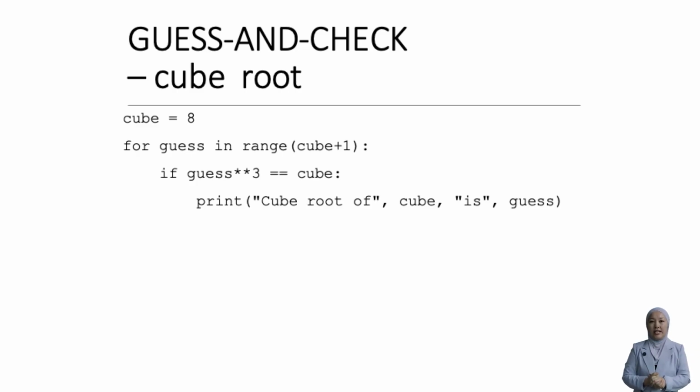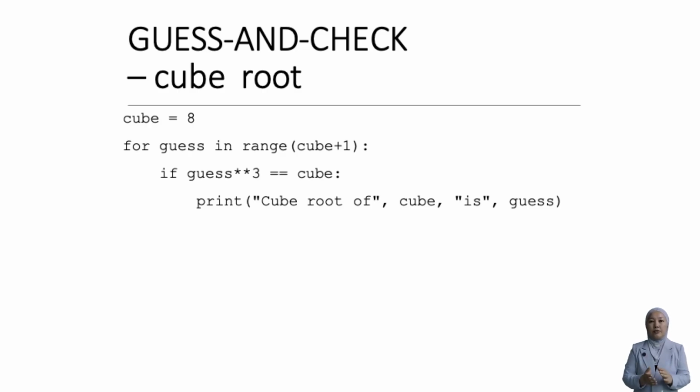For cube = 8, we guess every integer from 0 up to 8 inclusive. For guess in range(cube + 1) sets up that iteration. Inside we check if guess**3 == cube. When guess is 0, 0 cubed is 0, not 8. Next, guess 1, 1 is not 8. Guess 2, 2 cubed is 8. Condition true. We print the result and could break out of the loop.